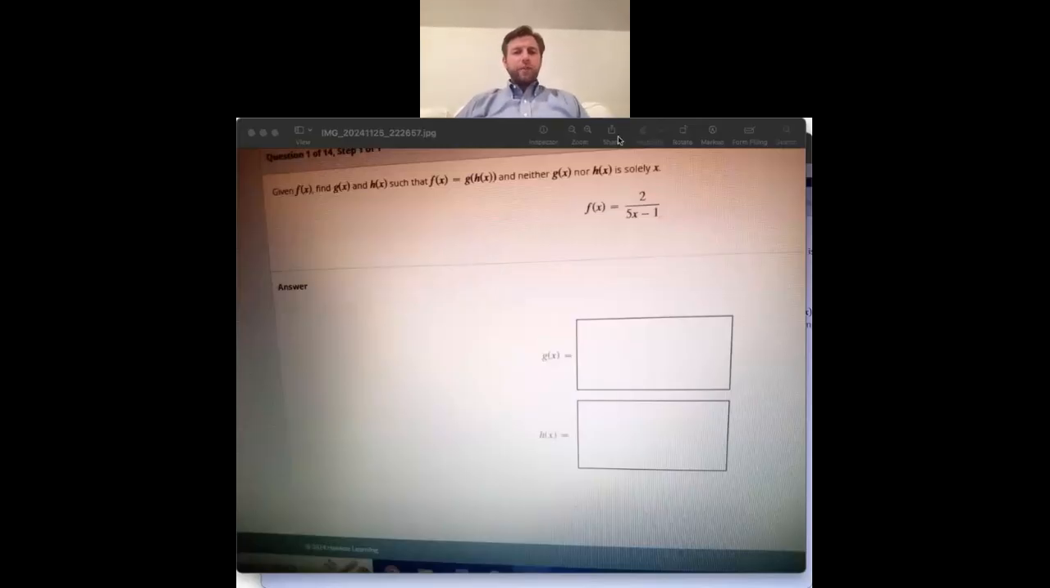Okay, question. So this question here says, given f of x, find g of x and h of x such that f is found by composing g and h. In other words, this section right here says g of h of x, or g composed with h. The outer function first. The way that we read it is left to right, g composed with h, meaning h goes inside the g.